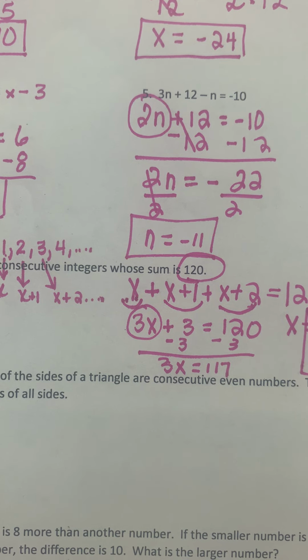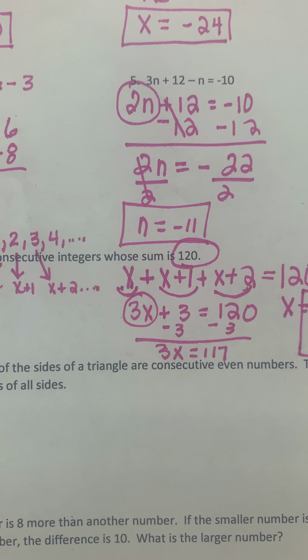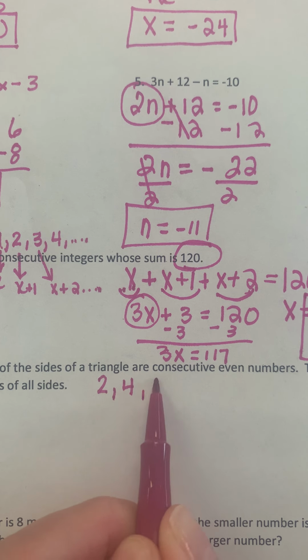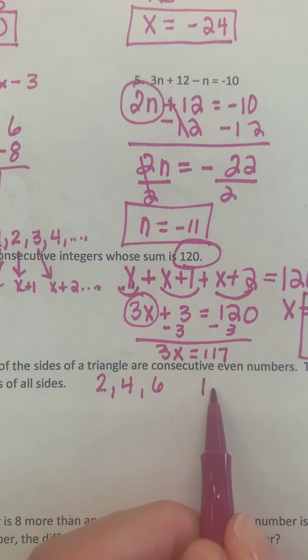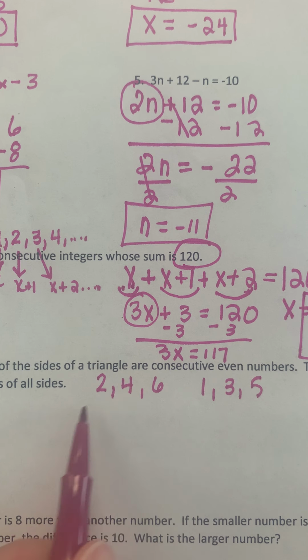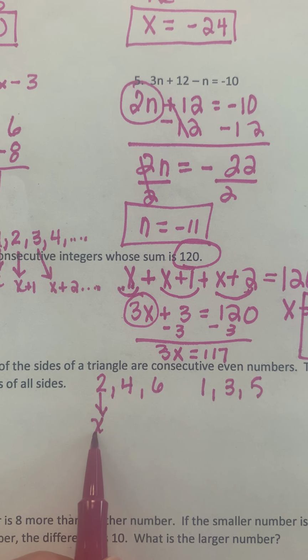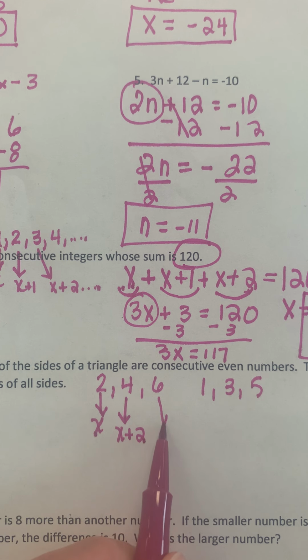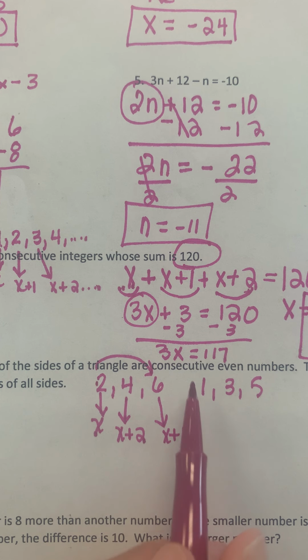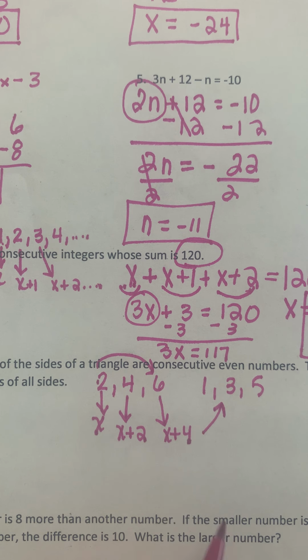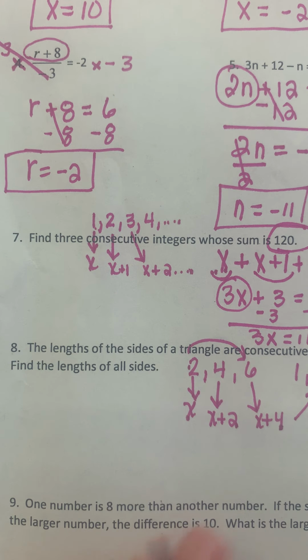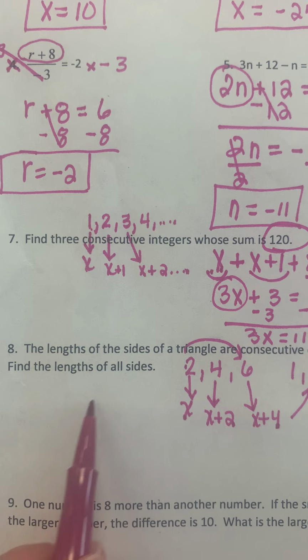The lengths of the sides of a triangle are consecutive even integers. So that means something like 2, 4, 6. This works for odd as well, like 1, 3, 5. So the first term is x. To get to the second term, you'd have to add 2. To get to the next term, from 2 to 6, you'd have to add 4. And it works for the odds as well. So if you have 3 sides, you need 3 consecutive even numbers.